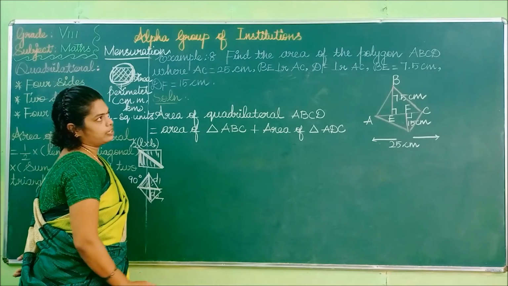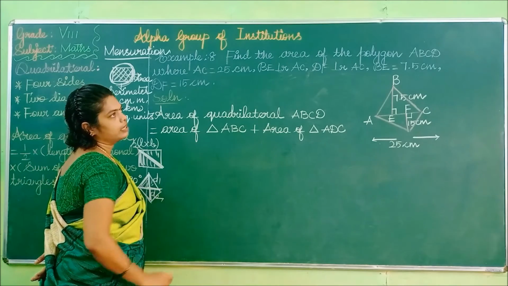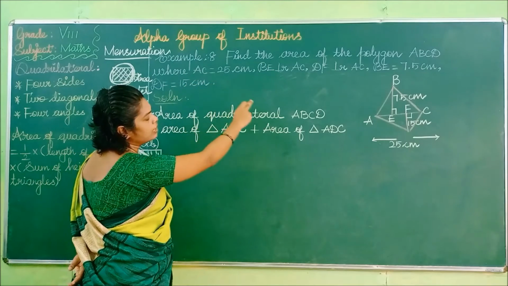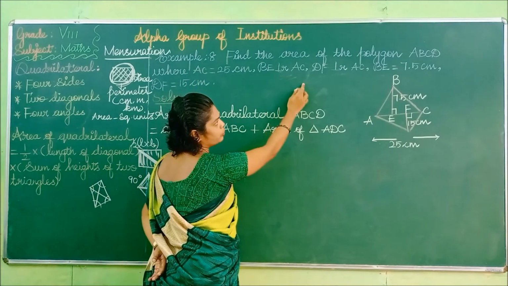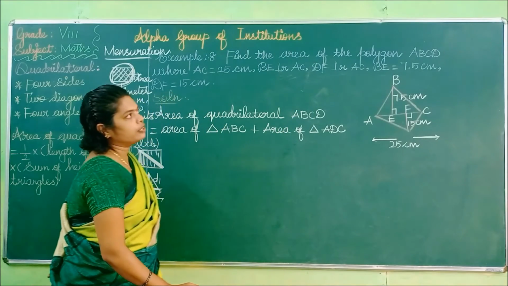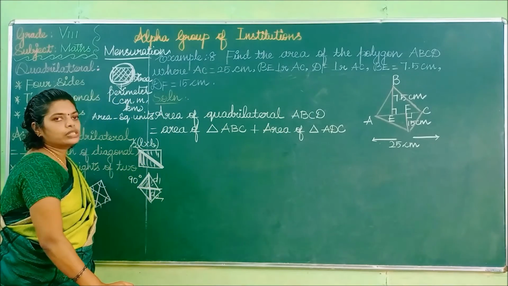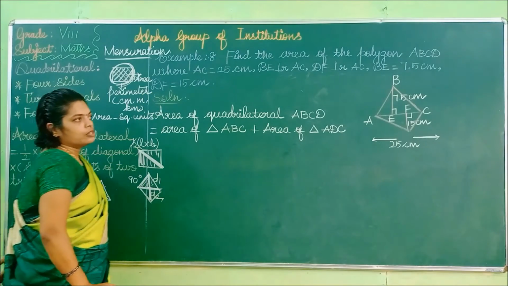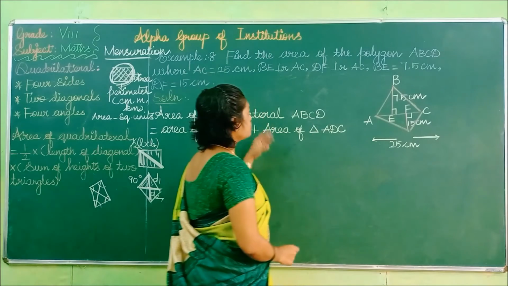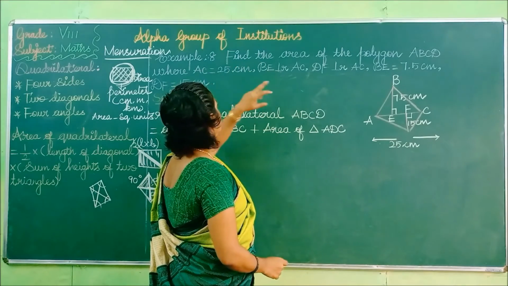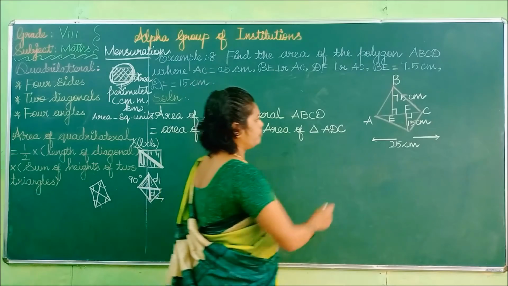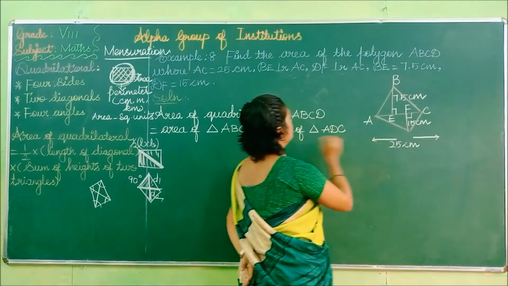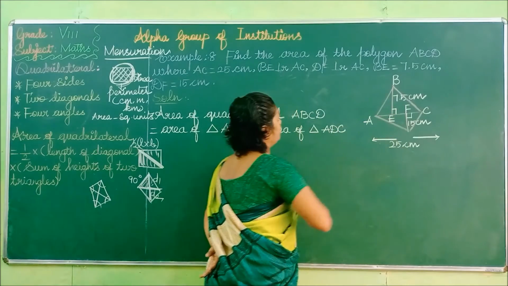Example number 8. Find the area of a polygon ABCD where AC equals 25 cm and BE perpendicular to AC, DF perpendicular to AC, BE equals 7.5 cm and DF equals 15 cm. So now we have to draw a figure using the given content. Where AC equals 25 centimeter, draw one line. That line has a measurement of 25 centimeter. That is A to C is 25 centimeter.